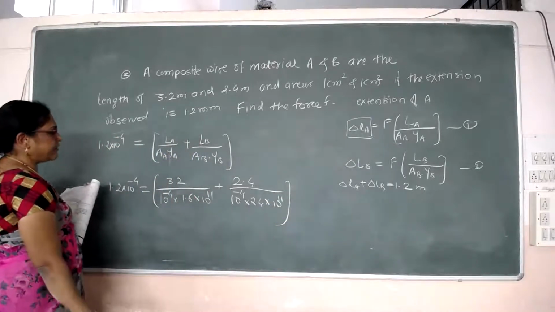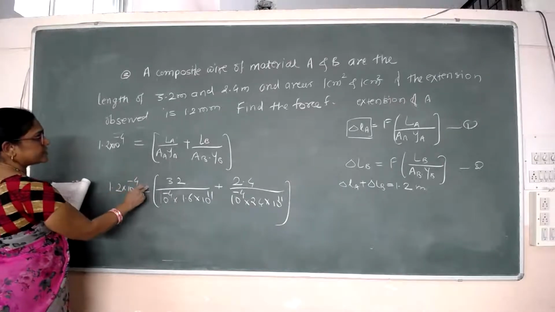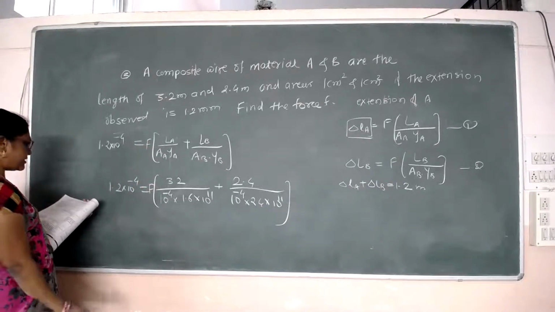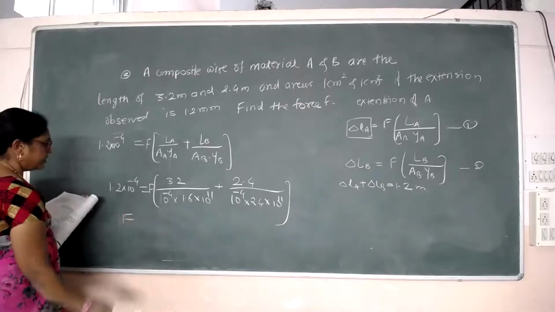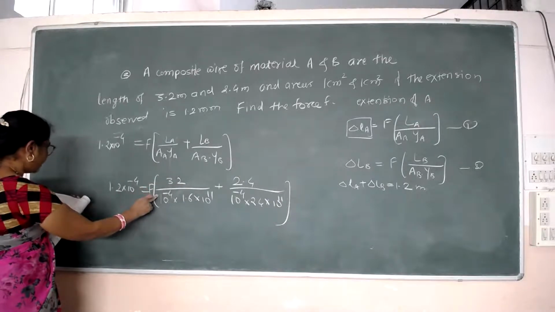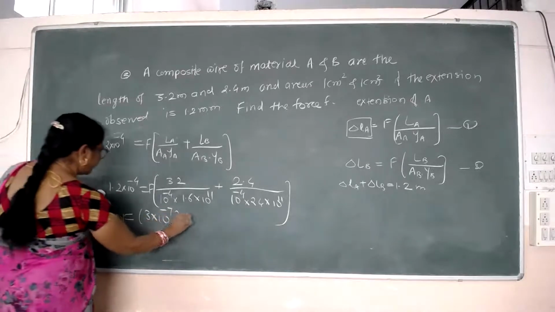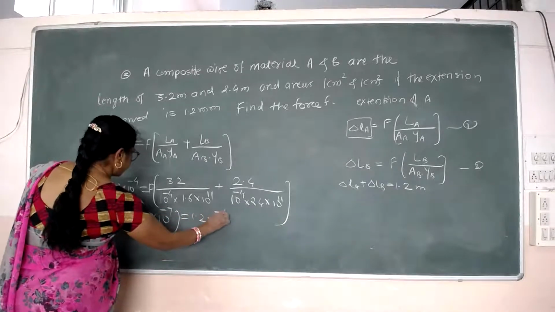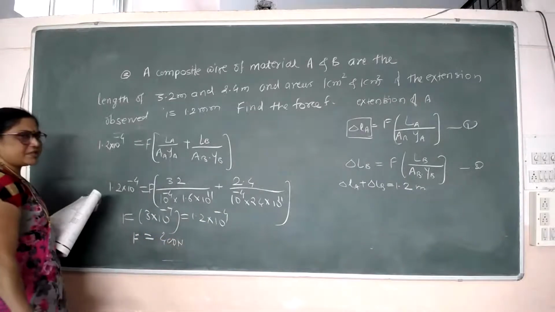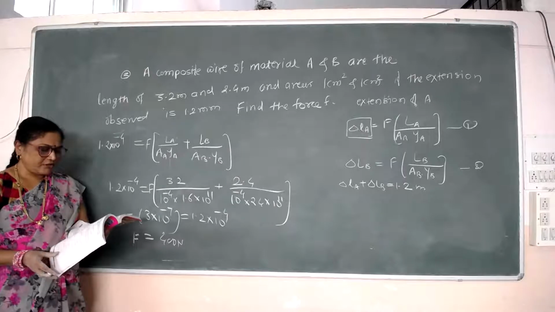So simplify this equation and find out the force. Keep F as it is and find out the value of F. When we cross multiply and simplify, we get 3 into 10 to the power of 8 minus 7 is equal to 1.2 into 10 to the power of minus 4. Therefore, F is equal to 400 Newton. So when we compare both the values, we calculate the force which is applied on the body.